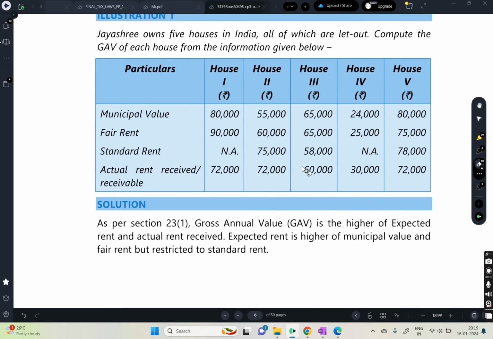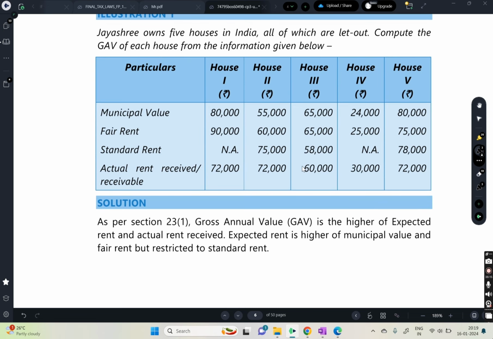So first, we take the rent: high, low, high. Municipal value or fair value, whichever is higher, which is 80,000. Next, we compare it to the standard rent.